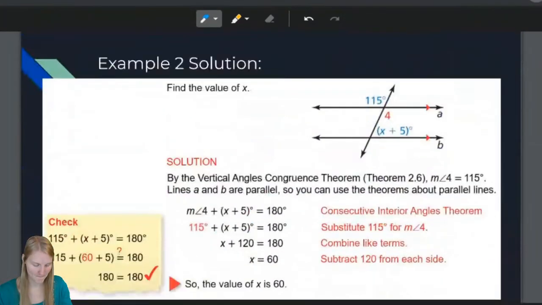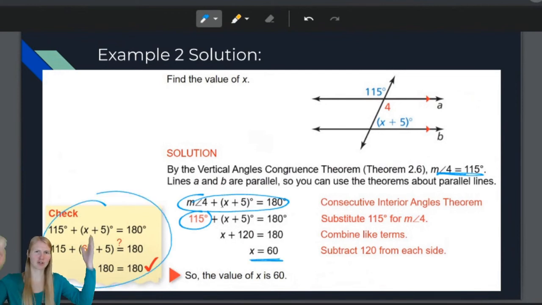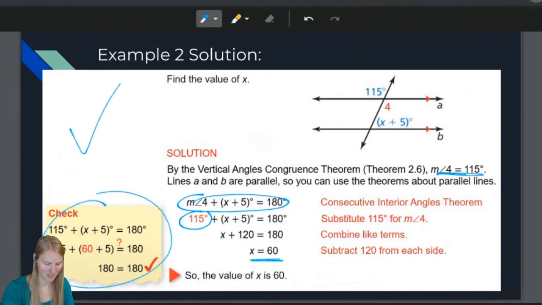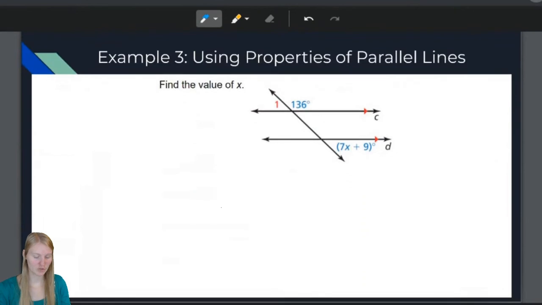Let's check it again. The haha did the same thing as us. Consecutive interior angles theorem. And vertical angles, they did the same thing as us. And look at that, they checked just like us. Okay. We're going to do an example very similar to the one that we just did.